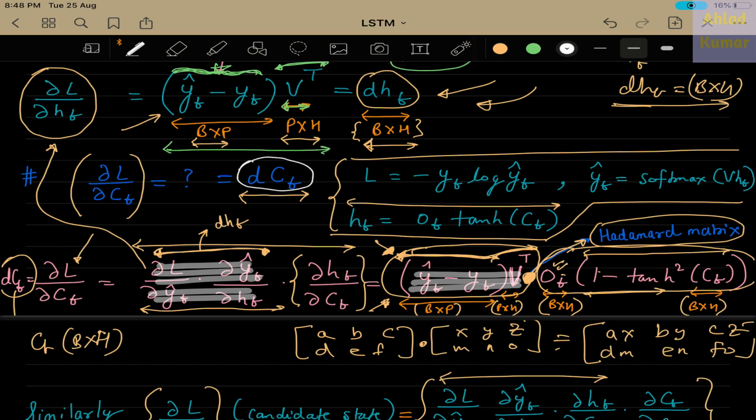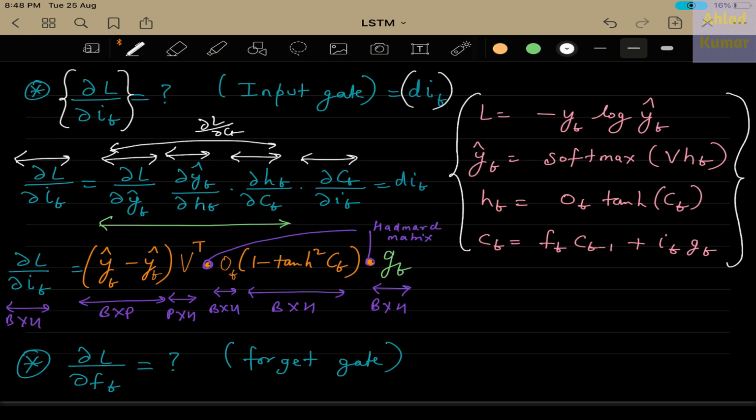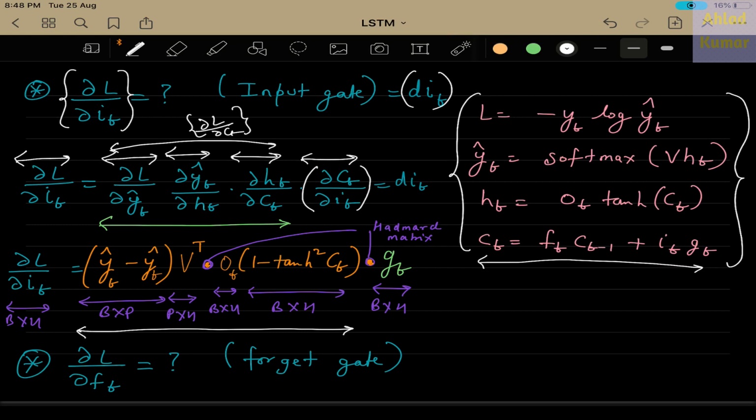So we will be making use of this expression that we have derived over here. This is coming from our earlier derivation for the derivative of the loss with respect to CT, and the derivative of CT with respect to IT is done using this expression. You can see that when you take the derivative of CT with respect to IT, you will get GT. So this is what you are getting over here.